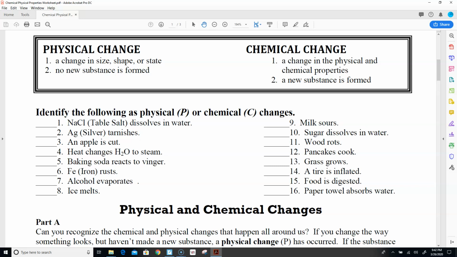Inflating a tire, it's going to be physical. You're just putting air inside of a bladder. Food being digested, that's going to be chemical. You've got acids and enzymes and things in your digestive system that break down food.